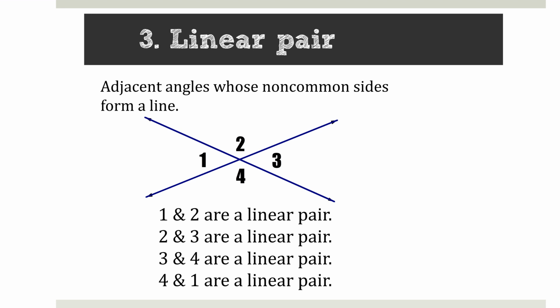Those angles that we just talked about that we added up and set equal to 180 become what's called a linear pair. Linear means line. Pair is how many? Two. So two angles that form a line.